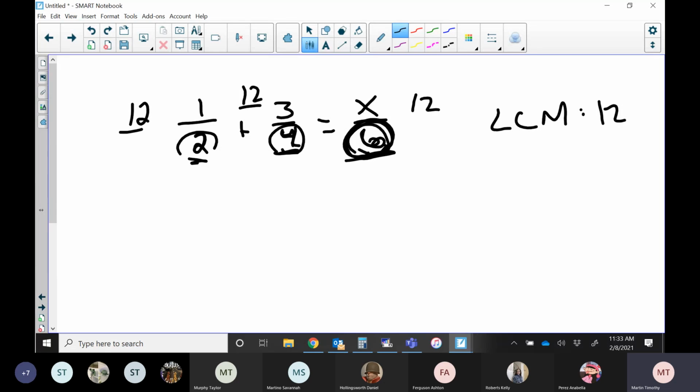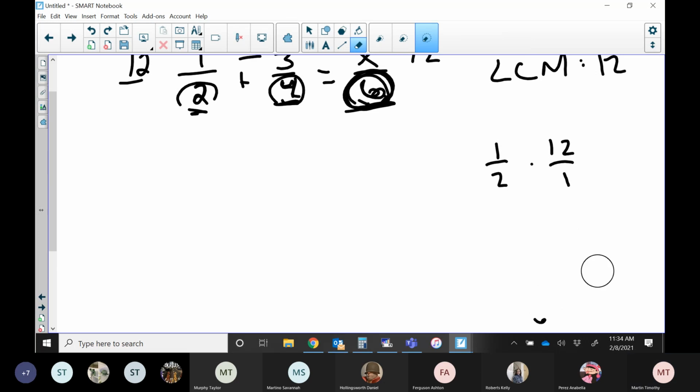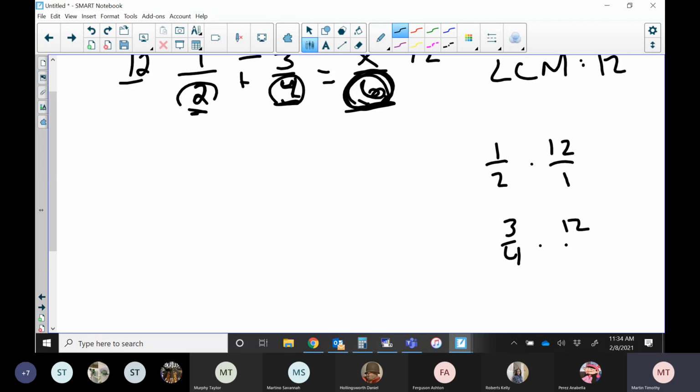And then what I'm doing is I'm taking the 1/2 and timesing it by 12 over 1. I'm also taking the 3/4 and timesing it by 12 over 1, taking the x over 6 and timesing it by 12 over 1. Do you see how I'm multiplying each one of those things by 12 over 1?